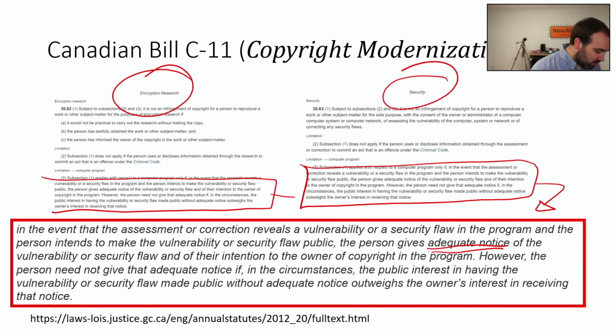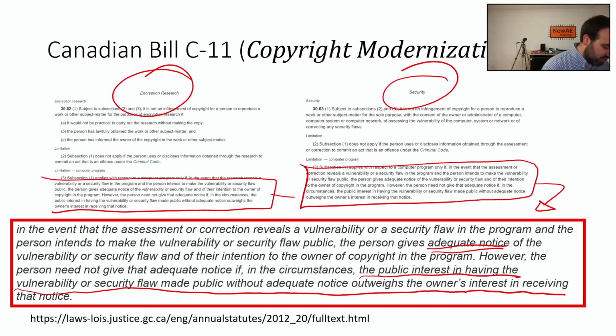That's a good question. The other thing is, if the public interest in having the vulnerability or security flaw disclosed without adequate notice outweighs the owner's interest in receiving that notice. So basically, if there's a security flaw that the public should know about and you don't have time to tell the owner, there's this exemption. But you are basically going to become a test case for defining the owner's interest and the public interest. This is the problem with these rules: it's not clear, and we may have very different ideas of what the public interest versus the owner's interest is.